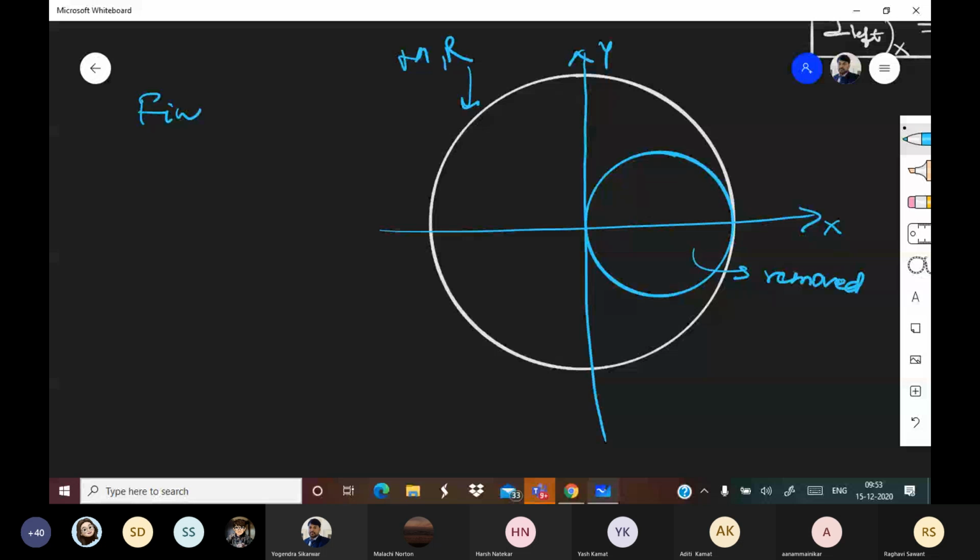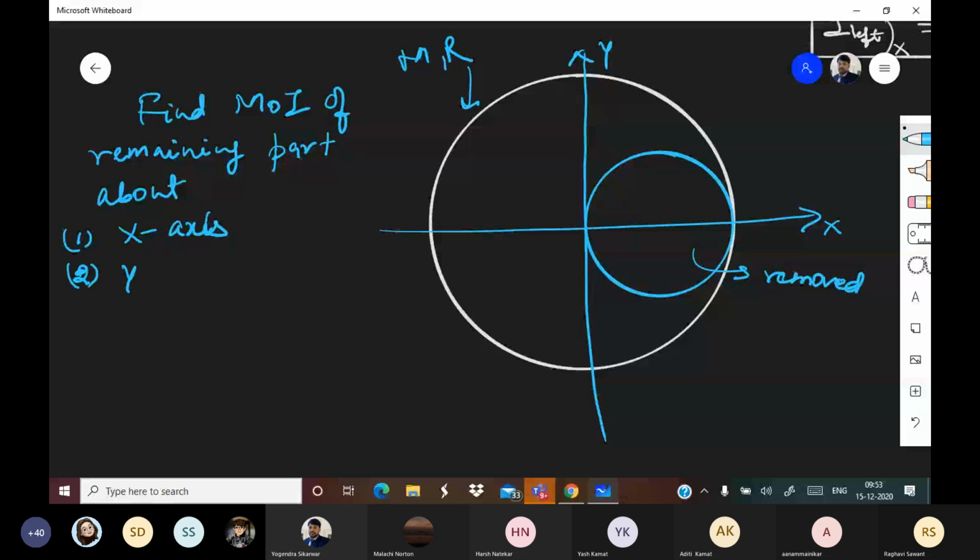MI of the remaining part. Find the moment of inertia of the remaining part about number one, x-axis, number two, y-axis, number three, z-axis. Okay. X and y-axis are in the plane of the object. X and y-axis are in the plane of the object.